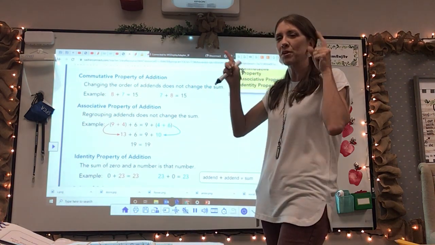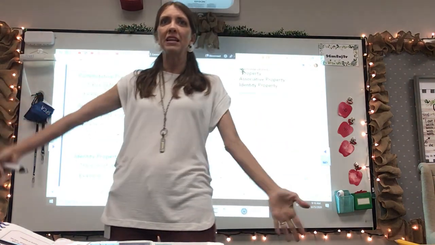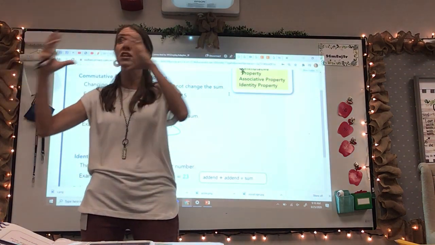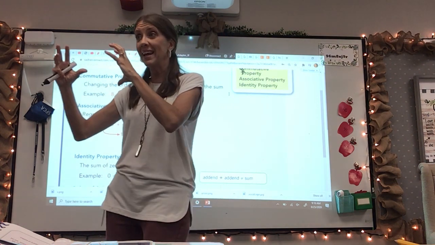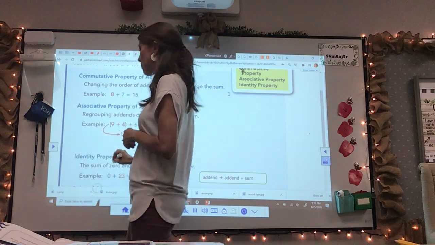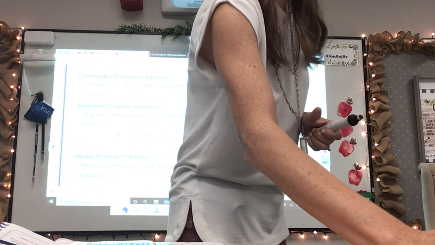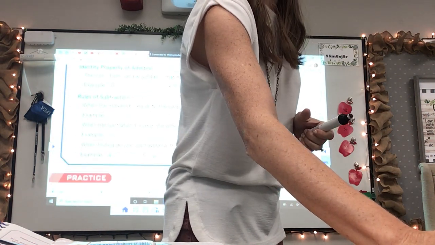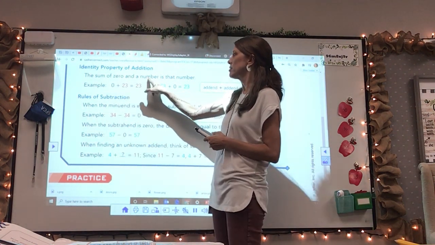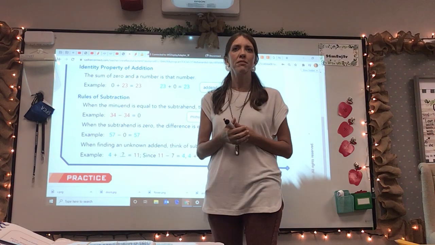You think you got those separate in your brain? Commutative means changing the order. Associative means changing the groupings. And our last one is the identity property of addition. Identity property says this: the sum of 0 and a number is still that number.